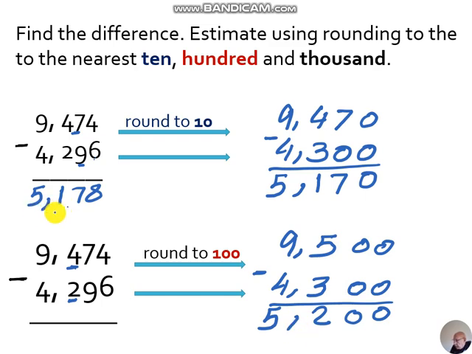If you add 22 to this number here, you get 200 here. 5,200. But the difference here is 8. It means when you round to the nearest 10, the answer is more reasonable compared to the exact difference. And when you round to the nearest 100 or 1,000 or more, we call the answer unreasonable.